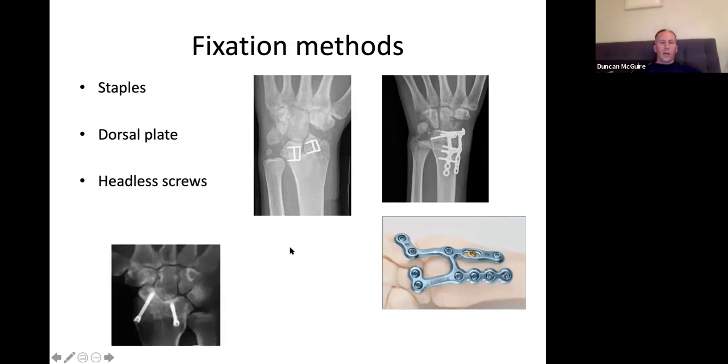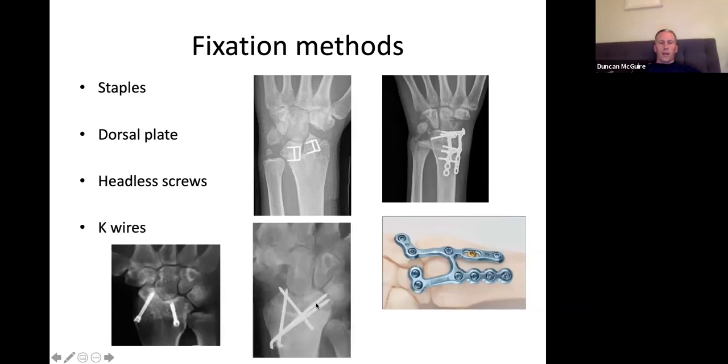Another option would be headless screws. I would prefer to do 2 screws in either joint. And then another option is K-wires. K-wires don't give you compression though, may cause more hardware issues, so I wouldn't recommend using that.